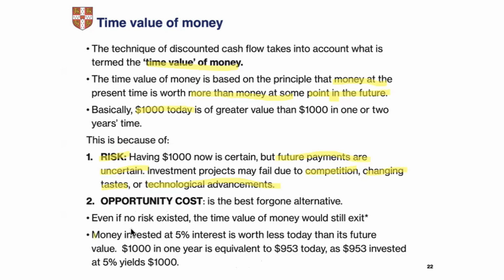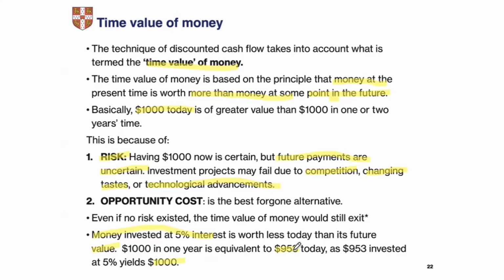And it says, if the money is invested at an interest rate of 5%, it is worth less today than its future value. So $1,000 in a year is equivalent to $953 today. What do we mean? If at 5% we put $953 into an account today, it will give us that $1,000 in a year's time. That means that the value of $1,000 in 1 year's time is $953.